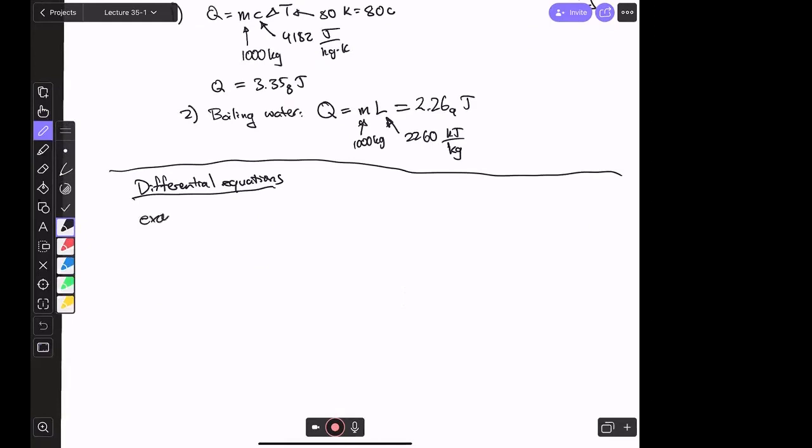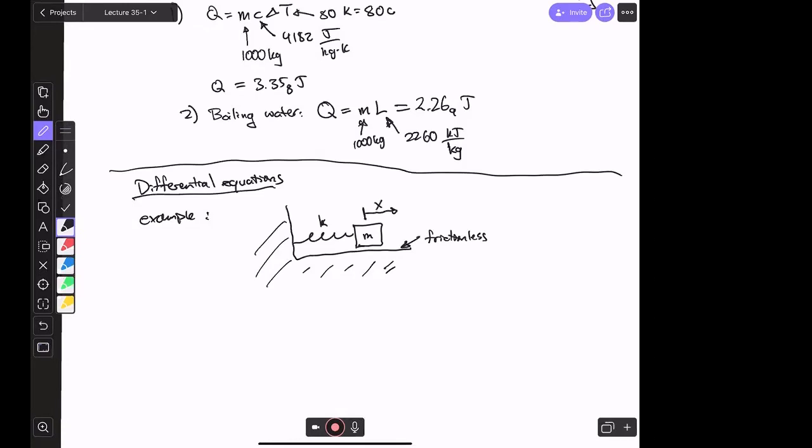As an example, we're going to consider something that is important to us, which is a mass on a spring. It's important because, as we've talked about, any system that's in equilibrium can be modeled as a mass on a spring. So let's say we have a spring of spring constant k and a mass of mass m, riding on a frictionless surface. We're going to measure the displacement of the mass relative to its equilibrium position. That displacement we're going to call x.